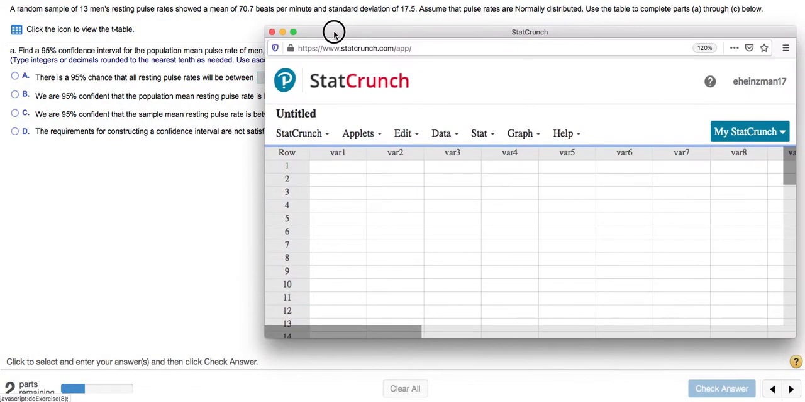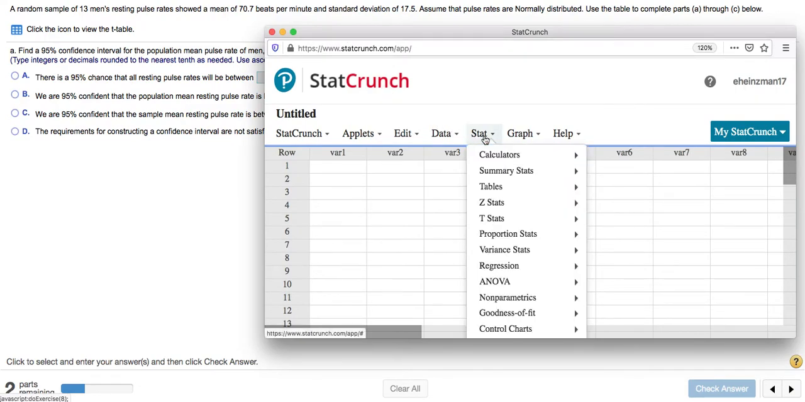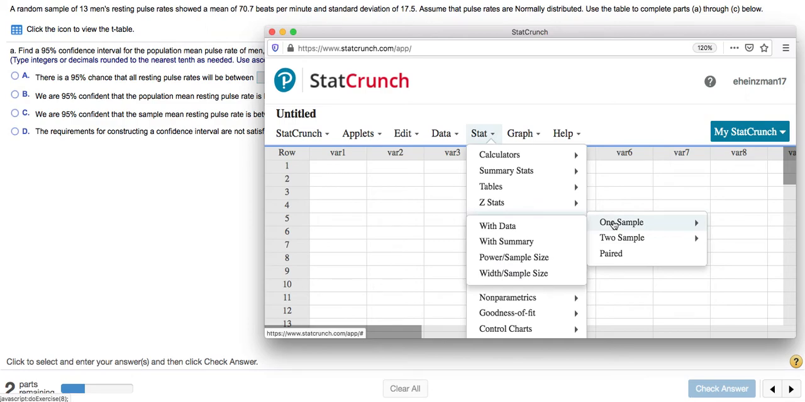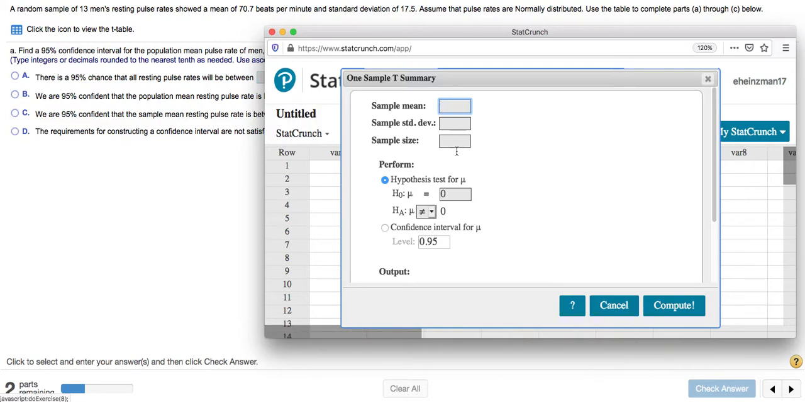And since we're talking about means, I'm going to go to where it says Stat, choose T-Stats, one sample. The data is summarized for us because they tell us the mean and standard deviation. I'm going to enter that information into here. So the mean was 70.7, and the standard deviation was 17.5, and the sample size is 13.